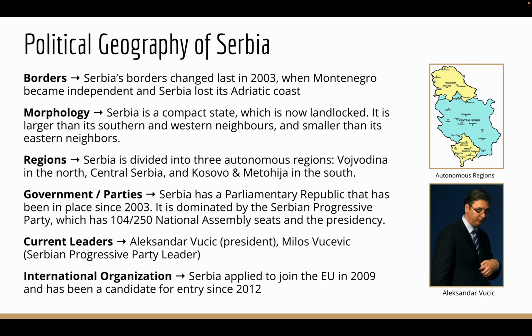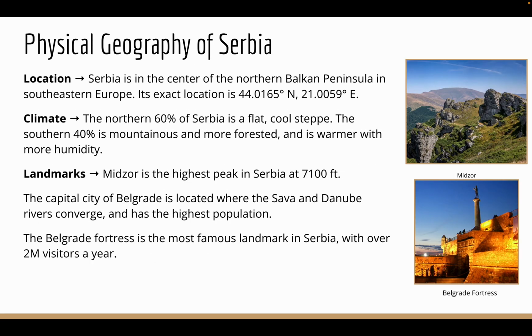Serbia has a parliamentary republic that has been in place since '03 when Montenegro became independent. This republic is completely dominated by a party known as the Serbian Progressive Party, which has 104 of 250 National Assembly seats, as well as the presidency. Alexander Vučić is the president, and he's part of the Serbian Progressive Party. And therefore, Milos Vučević has lots of power because he is the Serbian Progressive Party's leader. Serbia applied to join the European Union in 2009 and has been a candidate for entry since 2012, but they are still not a part of the EU.